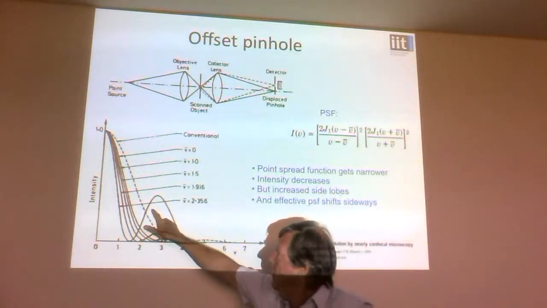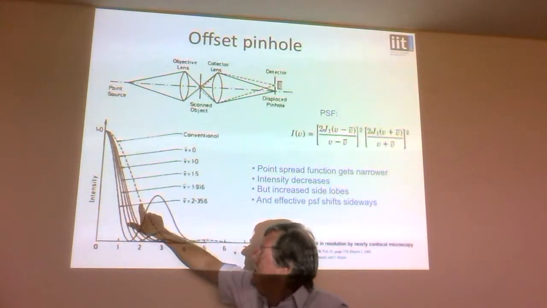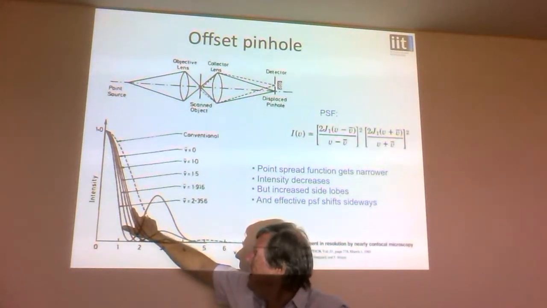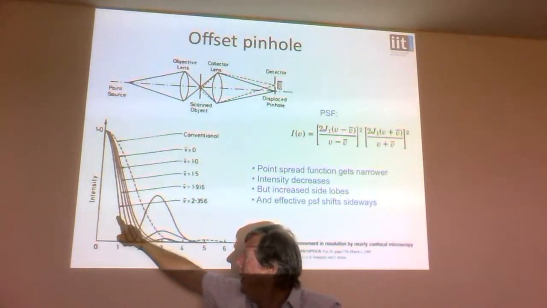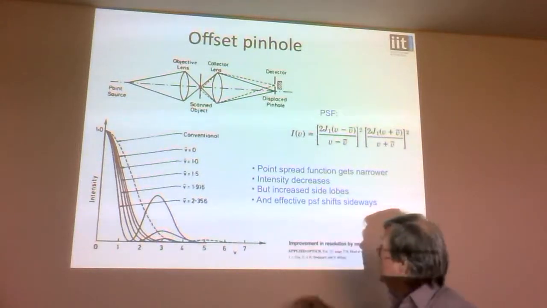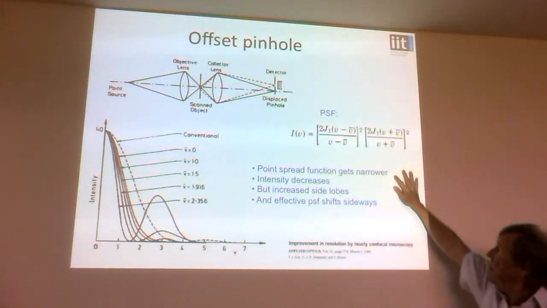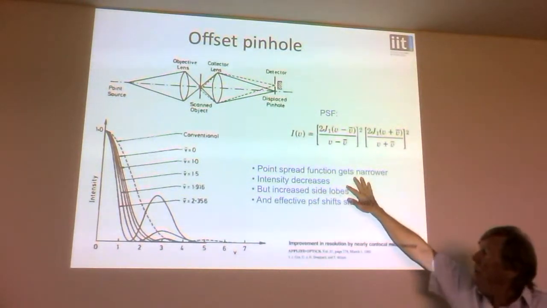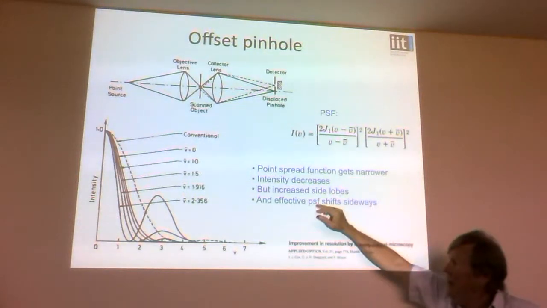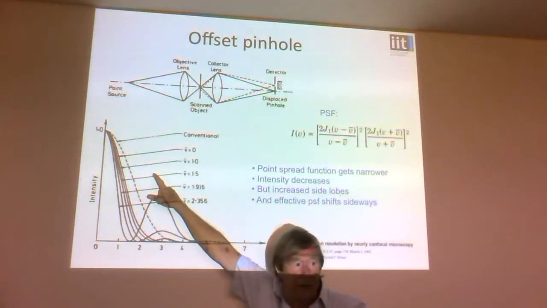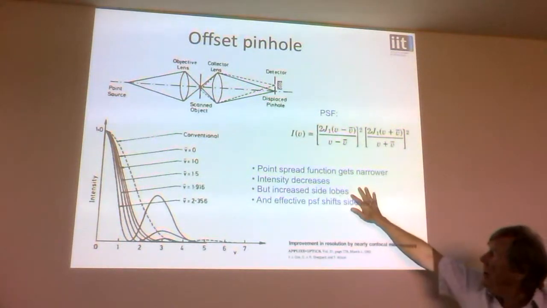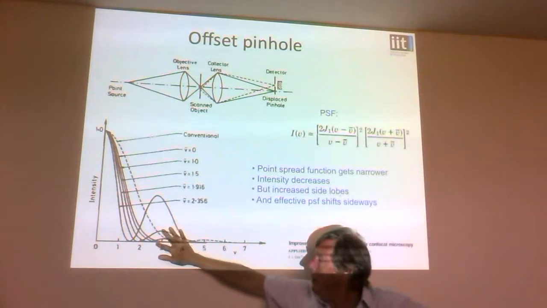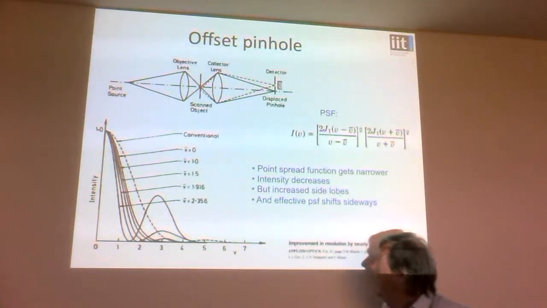This is the point spread function for a conventional system, this dashed one. The next one is a confocal one that's aligned properly. And then as you misalign it, it gets narrower and narrower. This is what happens. The point spread function gets narrower, but of course the intensity decreases. Here they've all been normalized so that it's unity. It does actually decrease, but there's increased strength of the side lobes. They get stronger and stronger.